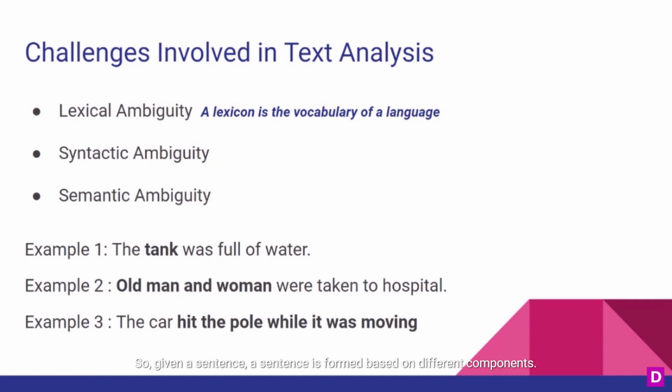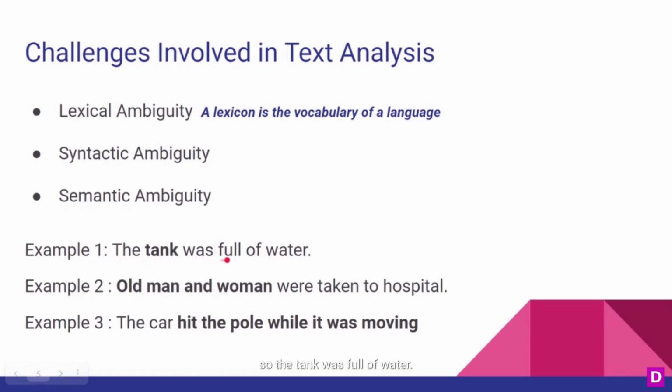A given sentence is formed from different components. It consists of nouns, pronouns, verbs, adverbs, stop words, meaningful words, etc. So from an NLP aspect, we can just consider a sentence as consisting of meaningful words or vocabulary words and stop words.